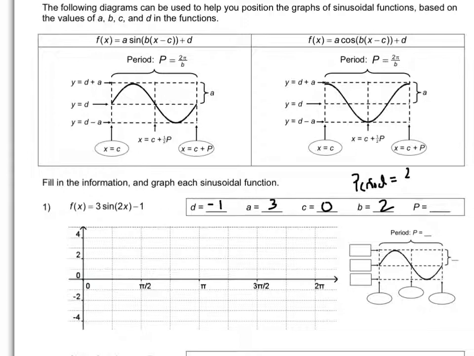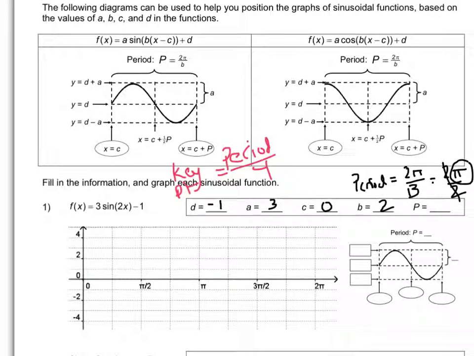is equal to 2 pi over B. So in this case, this would be 2 pi over 2, which is just pi. Now what I like to do is get my period and divide it up by 4, because I know on my graph I'm going to have a key point at every fourth of my period. You're either going to have an intercept, a maximum, or a minimum at every fourth.